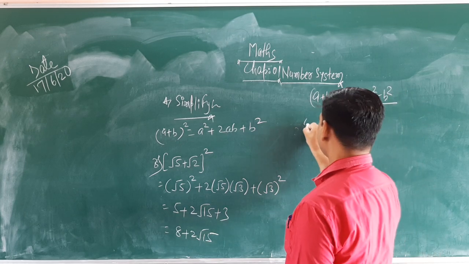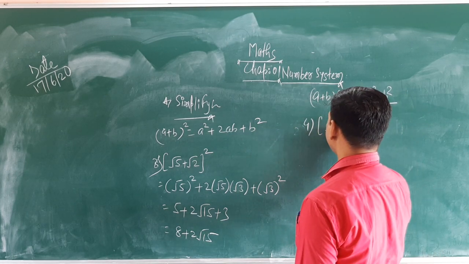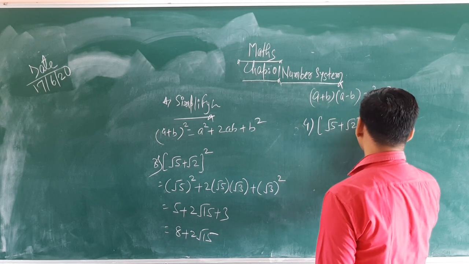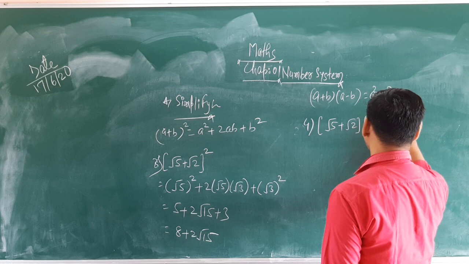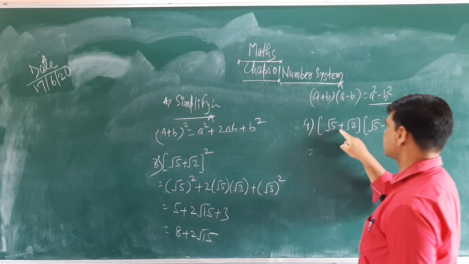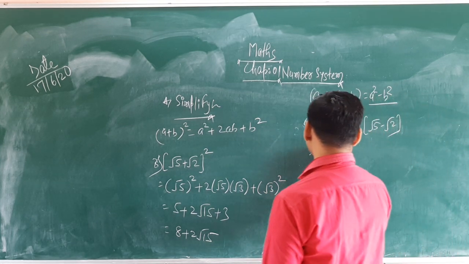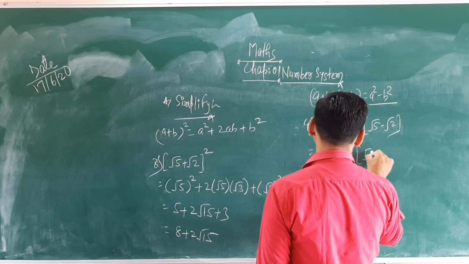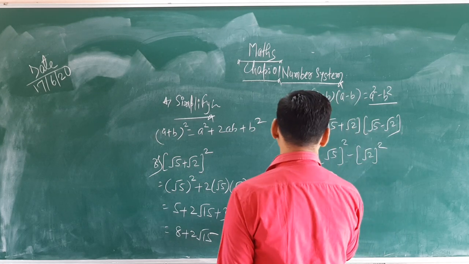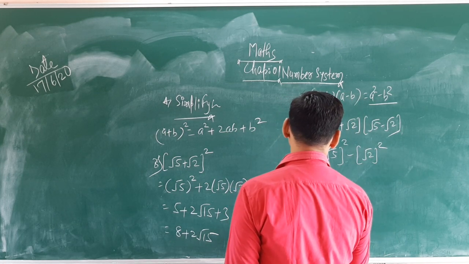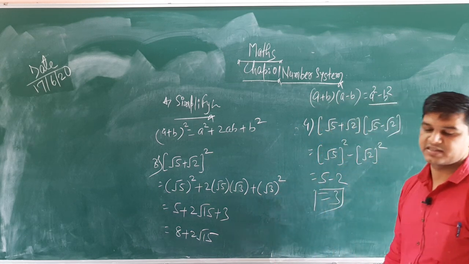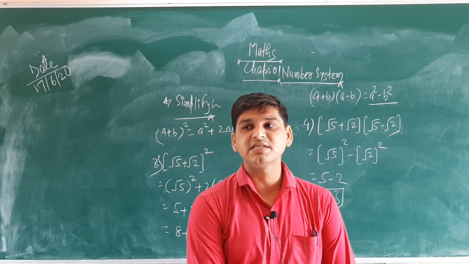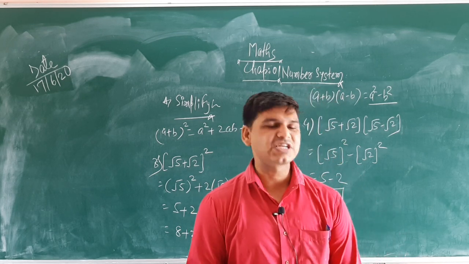Let me take another example: root 5 plus root 2, and root 5 minus root 2. Simple, a plus b and a minus b, the expansion is a square minus b square. So root 5 square minus root 2 square: root 5 square is 5, minus root 2 square, which is 2. So 5 minus 2 is equal to 3.